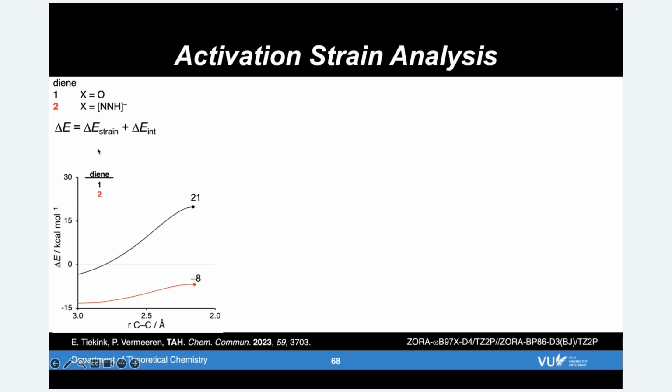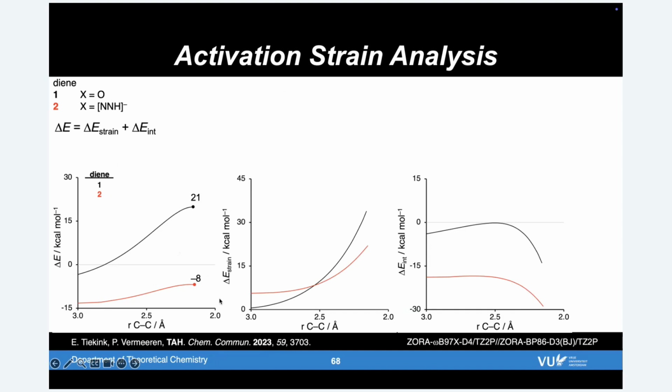We decompose the barriers into the strain energy. Around the transition state region, you see that the hydrazone reaction really benefits from a less destabilizing strain energy, right? The strain energy for the tropone reaction is much higher, much more destabilized. But really, the hydrazone reaction benefits from a more stabilizing interaction energy along the entire reaction coordinate.